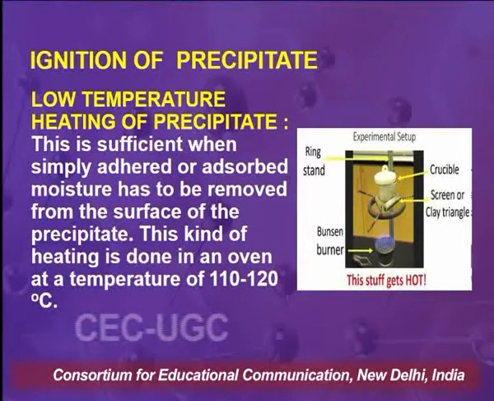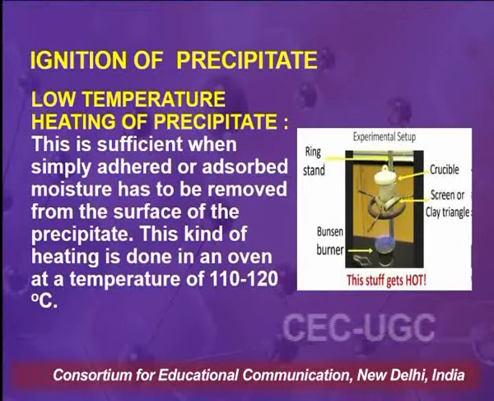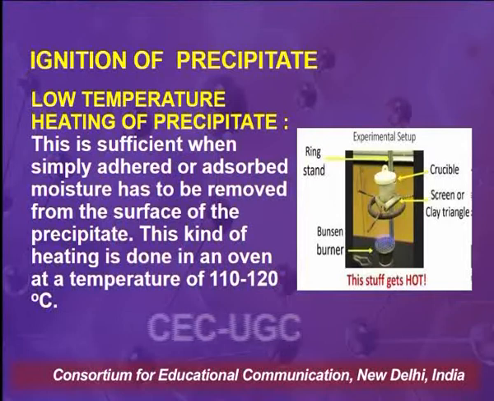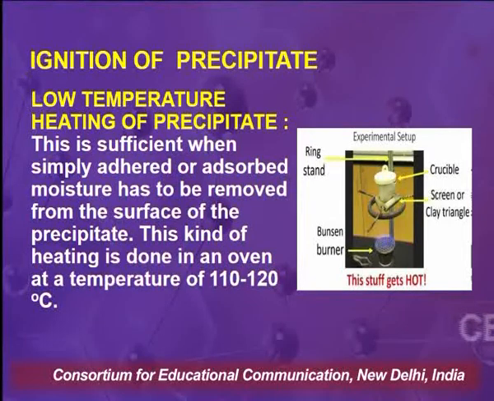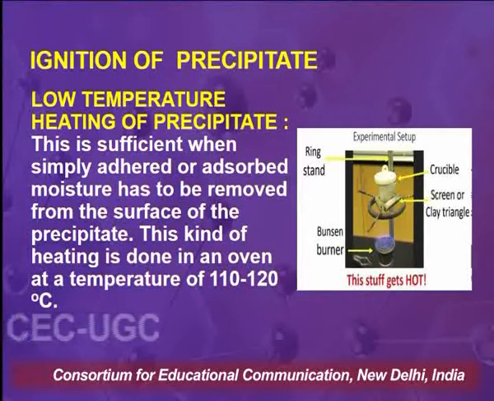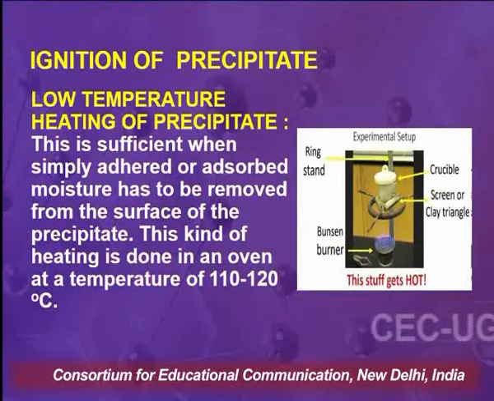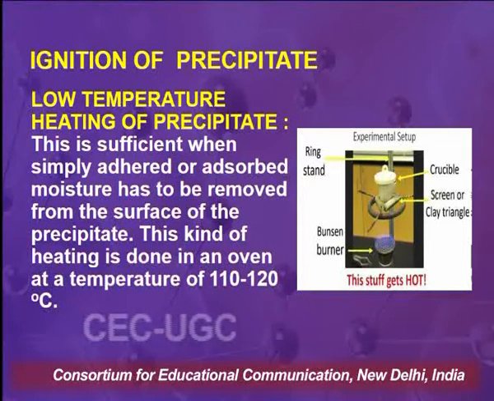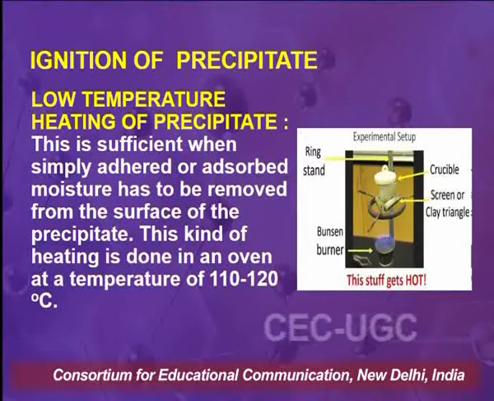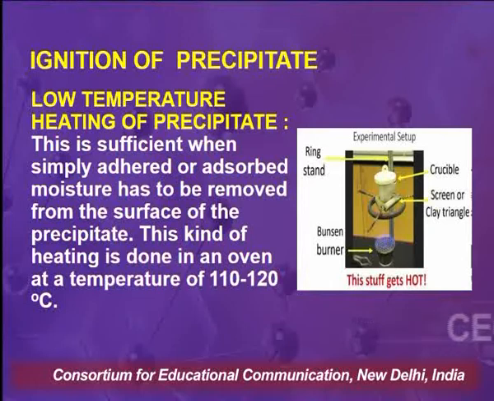Adsorption is a surface phenomenon, that is, the impurities or the water molecules are simply attached to the surface of the precipitate. So that can be removed by simple low temperature heating. When simply adhered or adsorbed moisture has to be removed from the surface of the precipitate, then the precipitate needs to be heated at a temperature of 100 to 110 or 120 degrees centigrade. This experimental setup can be seen in the adjoining figure.